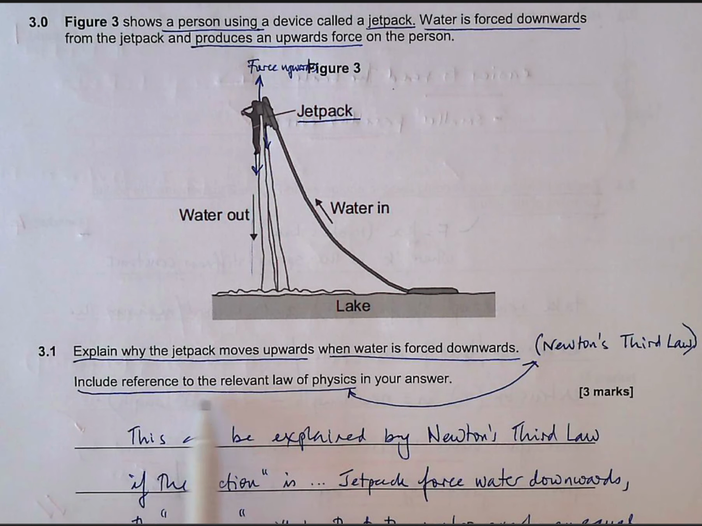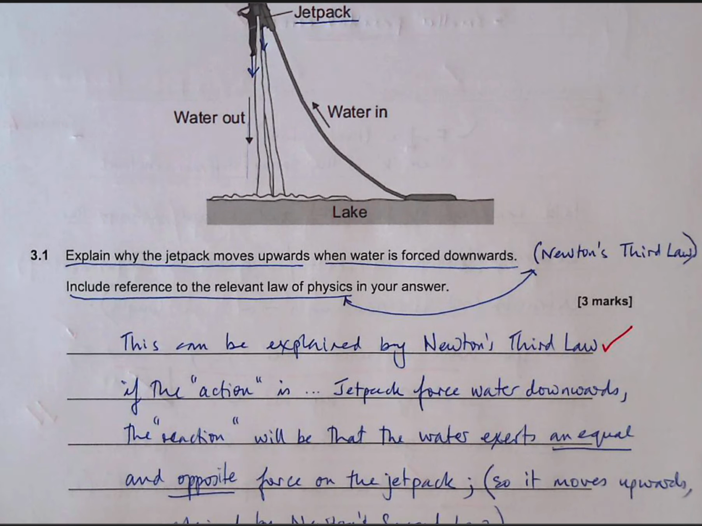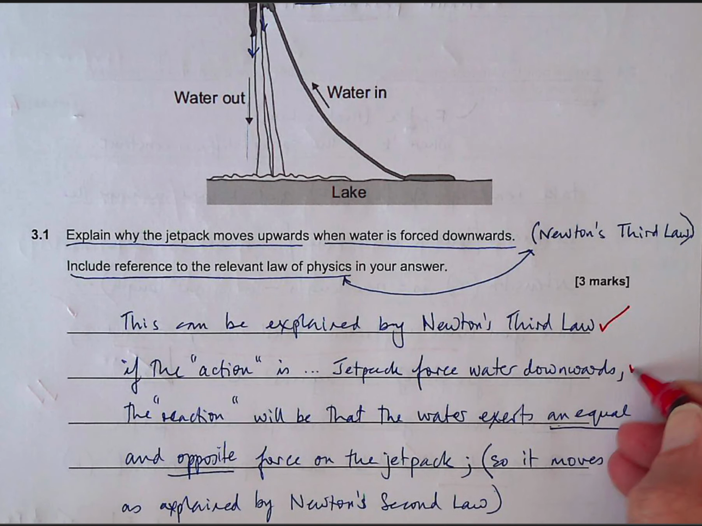It says include reference to the relevant law in physics. Well, there you go in your answer. I've said this can be explained by Newton's third law. I would say that will get me a mark just for saying that. If the action in Newton's third law is the jetpack forces water downwards, the reaction will be that the water exerts an equal, just need to move it up, sorry about that. So the action is the jetpack forces the water downwards, so they're actually giving a mark just for saying that.